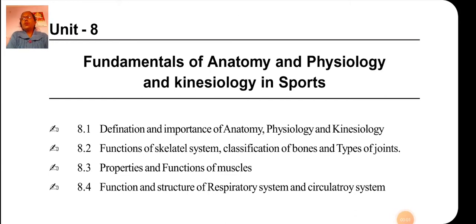Today we are going to see Unit 8, that is Fundamentals of Anatomy and Physiology and Kinesiology in Sports. Let's see the contents of this lesson. Definition and importance of anatomy, physiology and kinesiology. Functions of skeletal system, classification of bones and types of bone joints. Properties and functions of muscles, functions and structures of respiratory system and circulatory system.